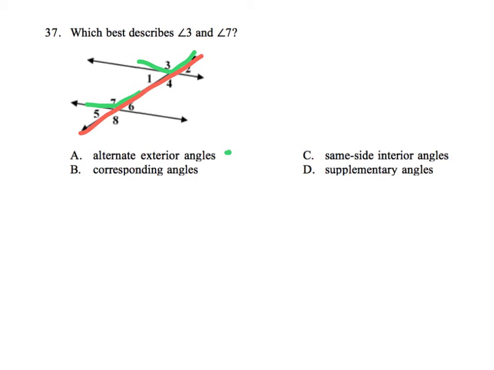Those two are on the same side, so alternate's out. C is same side interior. If they're same side interior, they'd be on the same side of the red line. They're good there. If they're interior, they'd be inside my two blue lines. Now one's inside and one's outside, so they're not going to be interior. Supplementary means they add to 180. Those two look the same to me, so they'd be congruent.